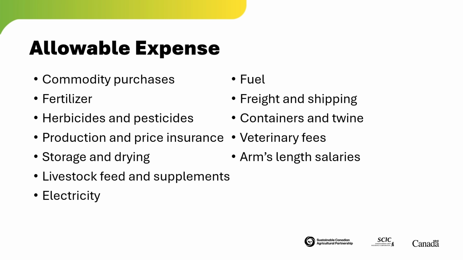we've got commodity purchases such as seed and livestock. So you're buying that seed, maybe you're increasing your herd size and have bought some bred heifers. Your fuel, your freight and shipping, your vet fees, electricity. This is a list of the allowable expenses that get included.